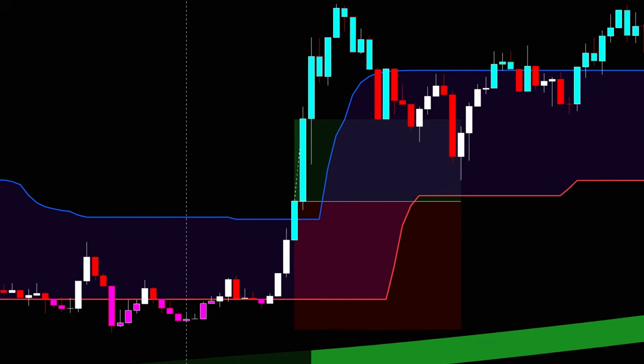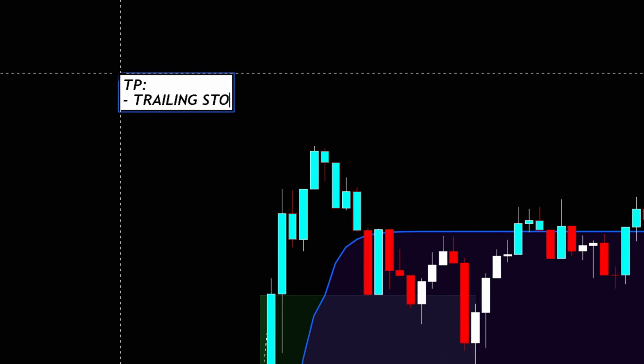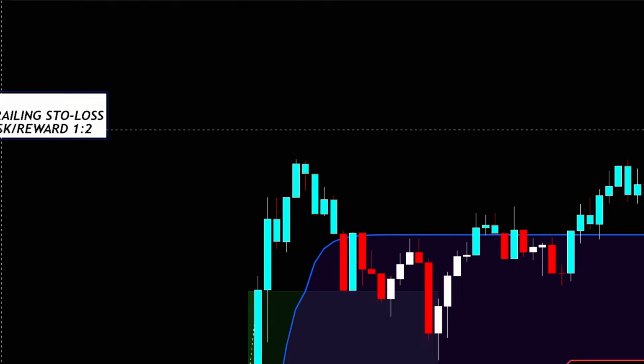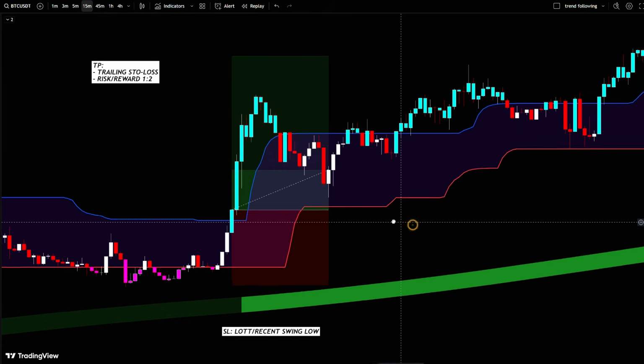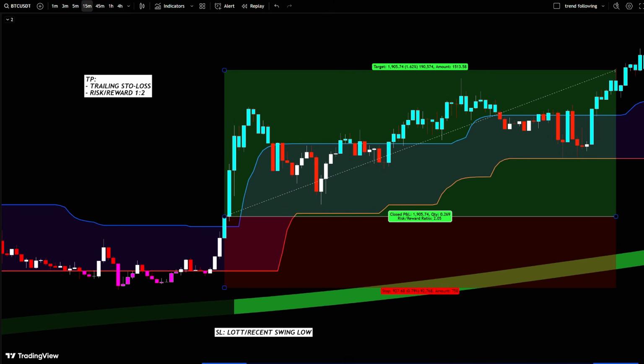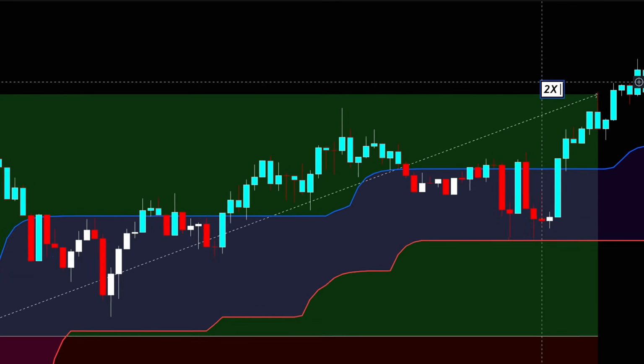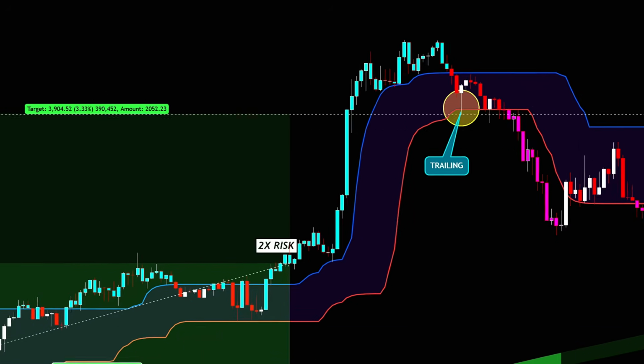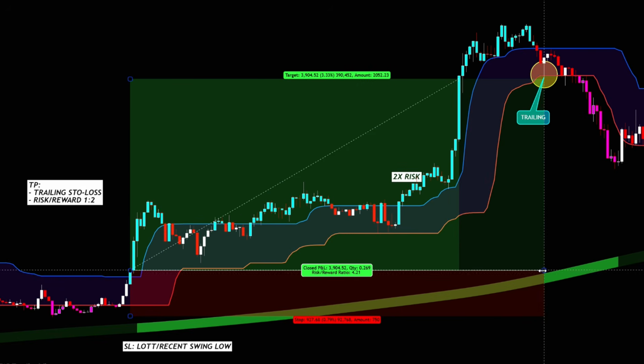Now for targets, you've got two solid options. First, trail your stop loss with the LOTT line. That's amazing for catching those huge runs when the market just keeps trending. Or if you want something simpler, stick with a clean 1 to 2 risk to reward ratio. Double your risk, take profit, done. Both methods are valid. It really depends on your style.